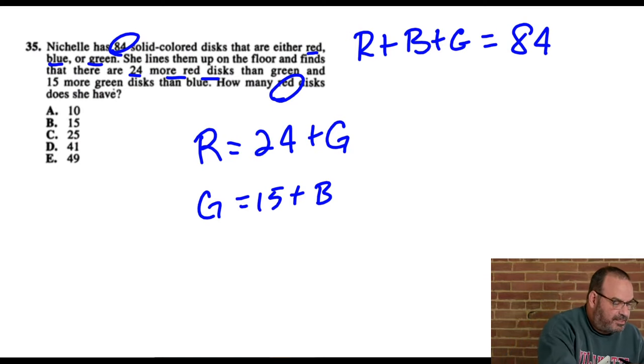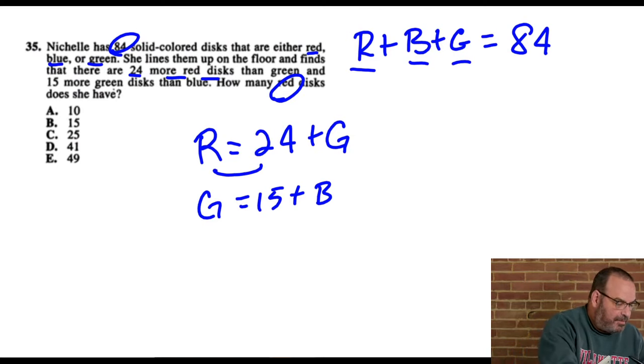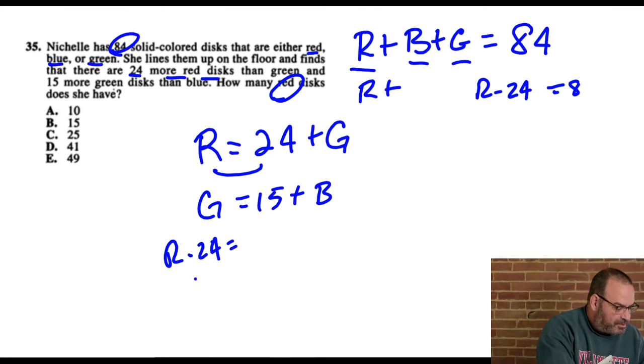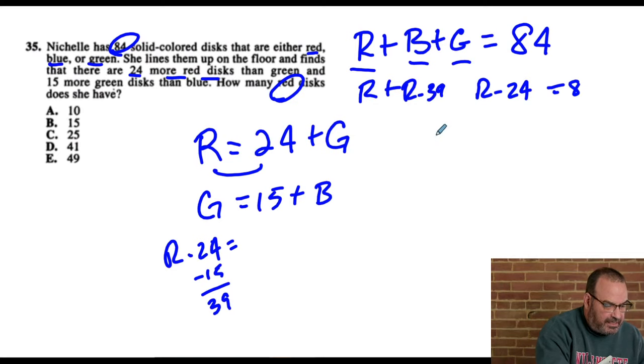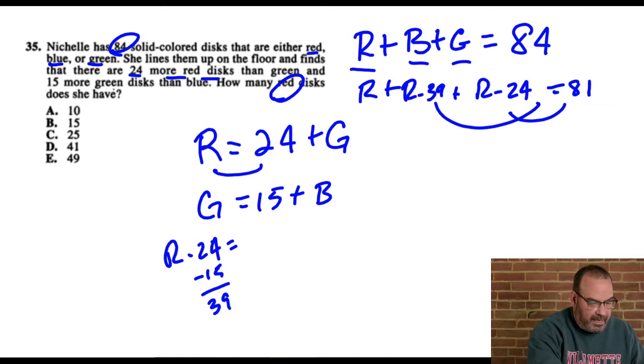How many red discs? So we want to keep this red and we want to replace the blue and the green with red. Green is easy. That's red minus 24. So we have 1 red plus red minus 24 equals 84. So let's take green is equal to red minus 24 and then subtract 15 off of that and get 39. So blue is red minus 39. I'm going to now add 39 and add 24 to 84.